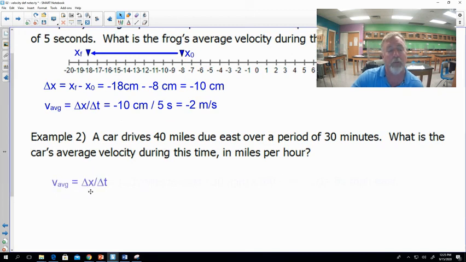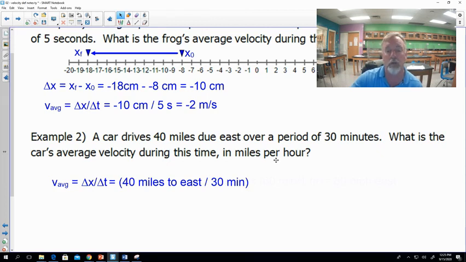What's our formula? The average velocity is our delta x divided by delta t. It told us what our delta x was, 40 miles to the east, east being a positive direction. So we're going to put 40 miles to the east. How long did it take us to get there? It took us 30 minutes. But it's asking us for our velocity in miles per hour, so we've got to do one more step here. We've got to take this from minutes and move it to hours.